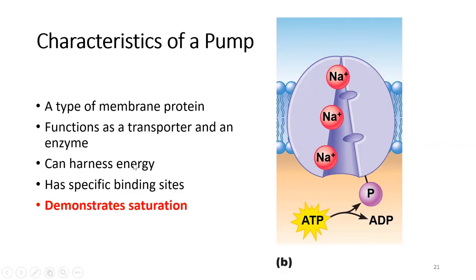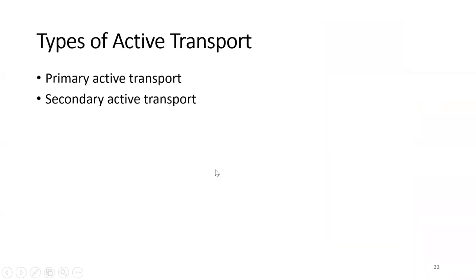Now, these pumps can exhibit saturation, meaning that when we've maxed out the number of particles being moved, then we max out the movement of this type of active transport. So let's move on here to talk about the two types of active transport. There's primary active transport, which uses ATP directly. And there's secondary active transport, which uses the energy that's liberated from another molecule moving according to its gradient.